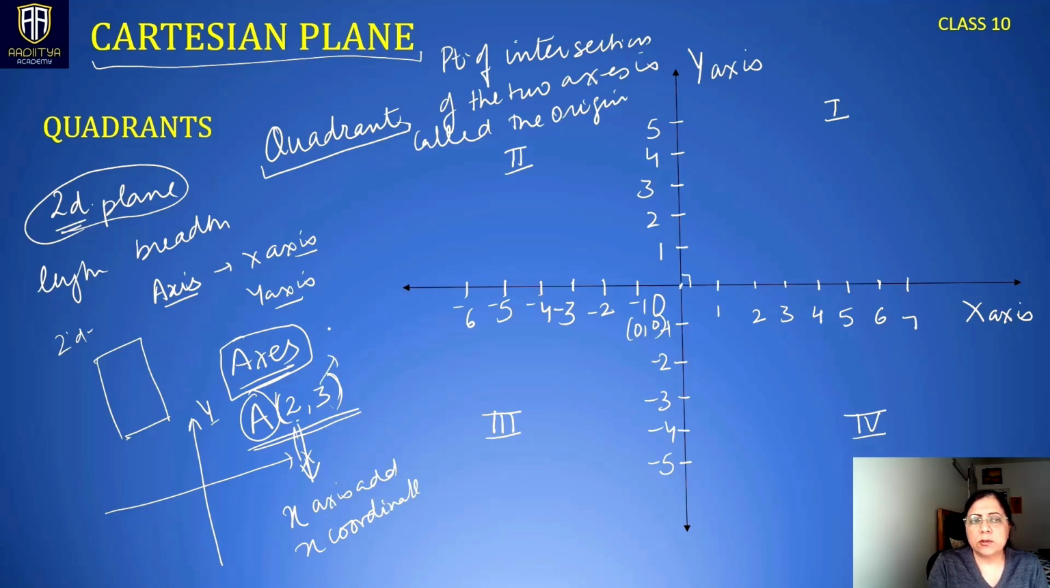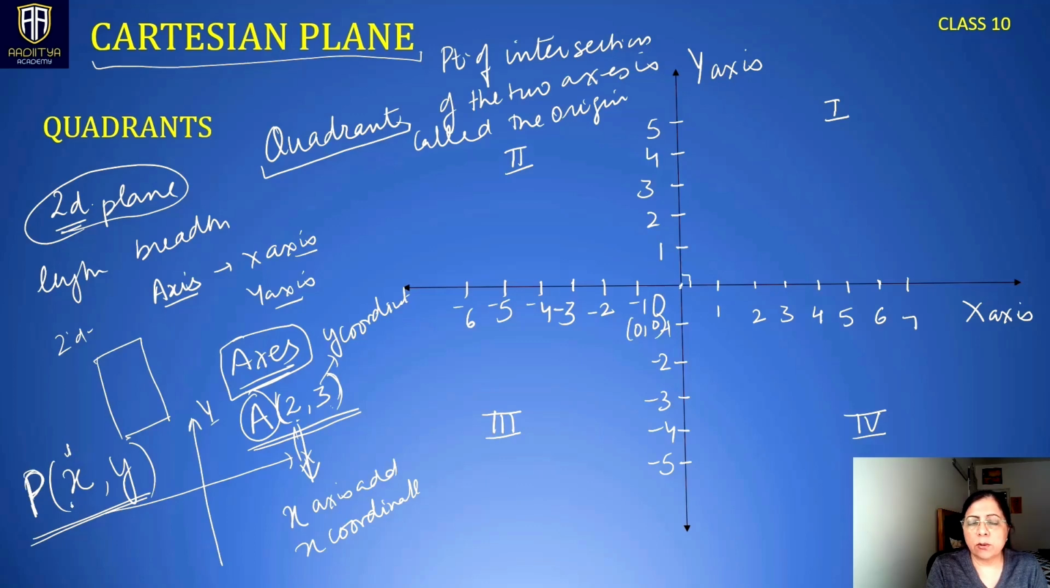The second one denotes the y-coordinate. So, any point P is represented as (x, y). (x, y) means the point P. P, a capital letter, denotes a point.